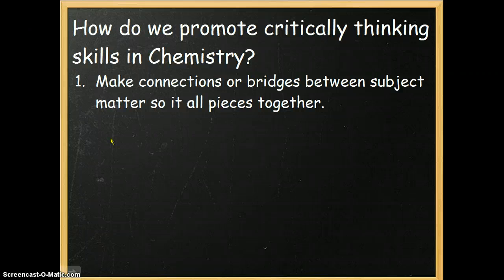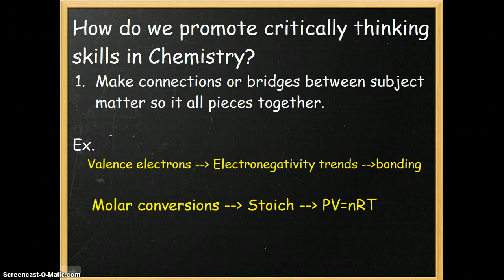But first of all, like I said earlier, we try to make connections or bridges between subject matter, so all the pieces come together. Often we're referring back to something we've already learned that then fits into what we're currently working on. For example, valence electrons, we talk about those first. Those are the electrons in the outer shell. Then we talk about electronegativity trends, how those electrons are going one way or the other, which then leads us into bonding. And as we go through steps, kids kind of make those connections.